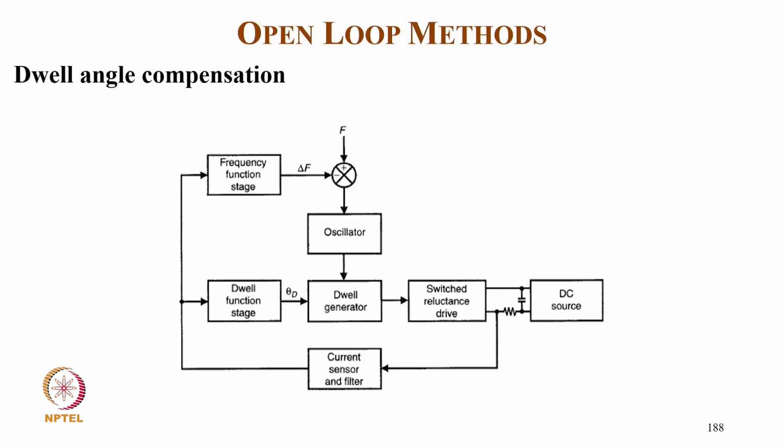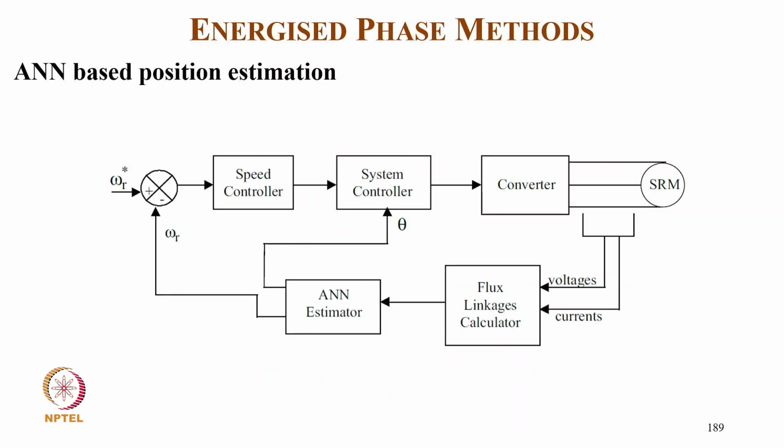Coming to dwell angle compensation, here we have a frequency function that goes to the oscillator, and then we have a dwell angle, and typically from the current sensor we get the dwell function stage. Of course, there is a frequency stage for delta F, and then theta d goes to the dwell generator, which of course goes to the switched reluctance motor drive and converter.